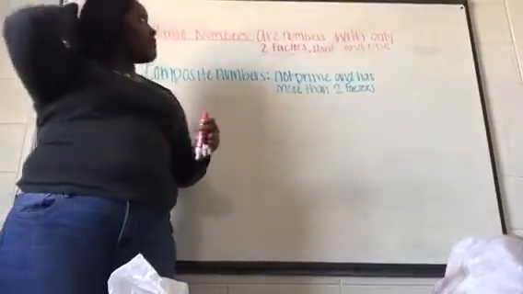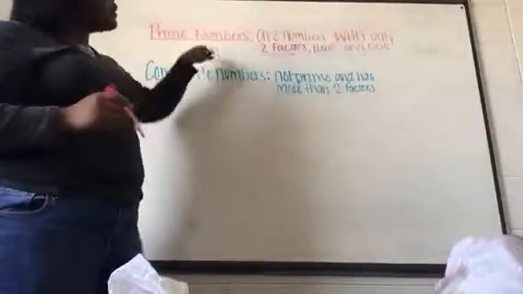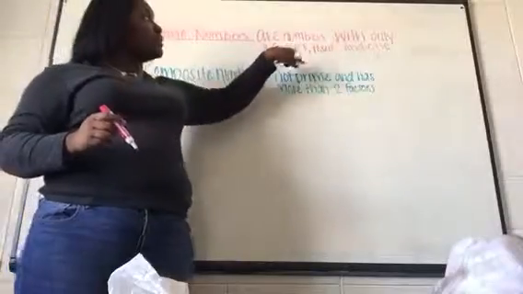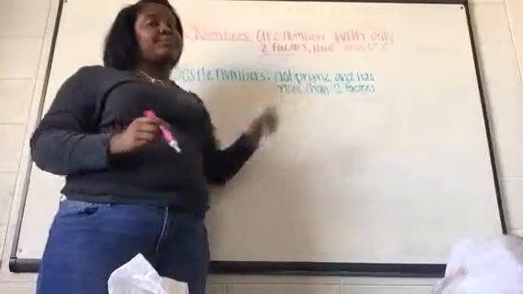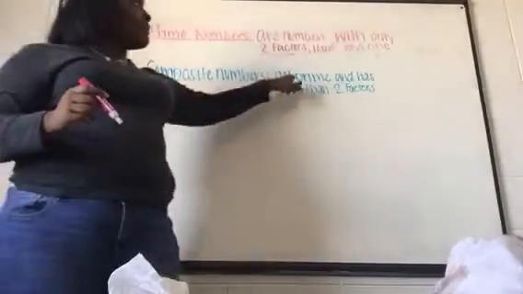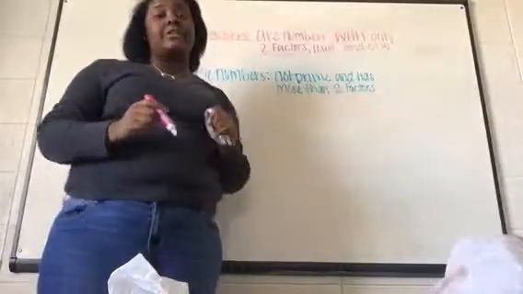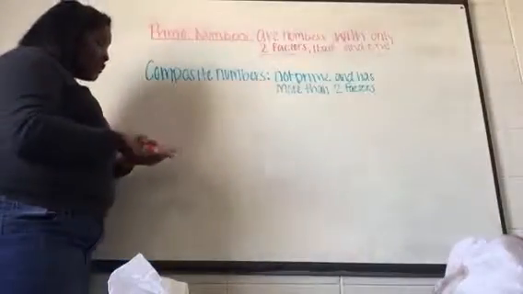Hey, today we're going to learn about prime and composite numbers. Prime numbers are numbers with only two factors, itself and one. And composite numbers are not prime and have more than two factors. And we're going to do examples from 1 through 5.